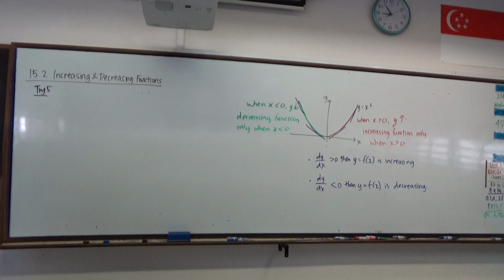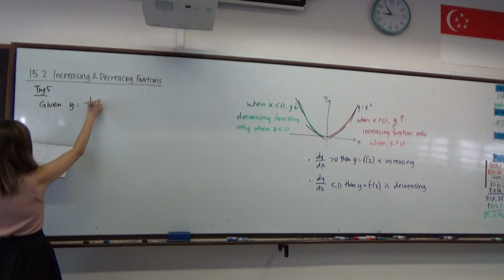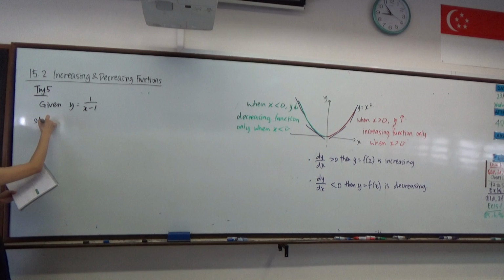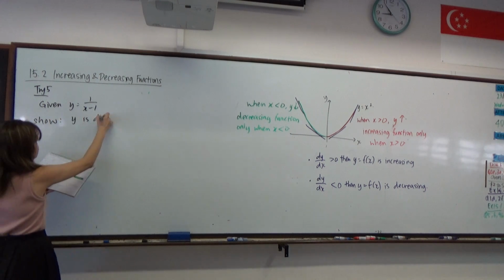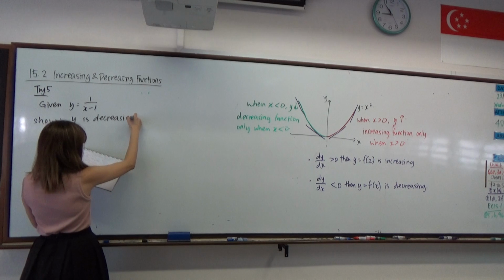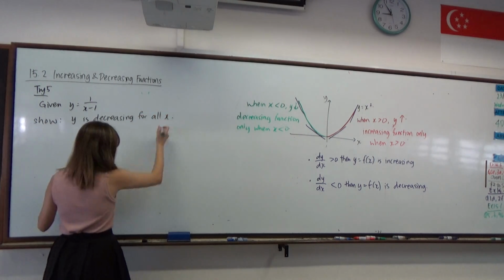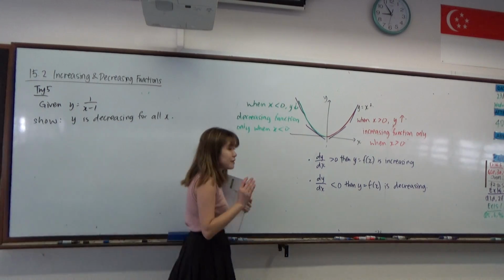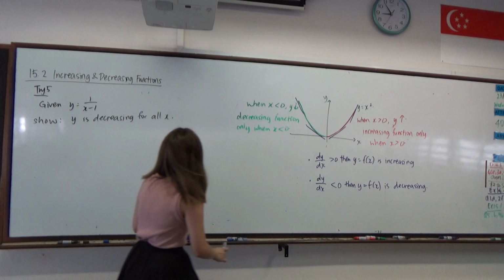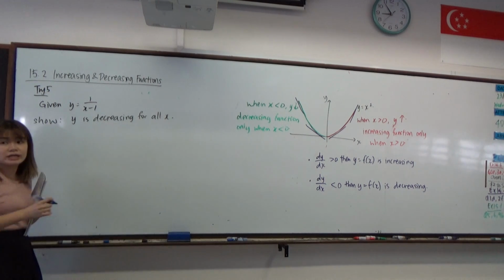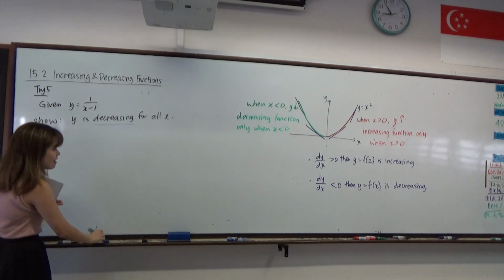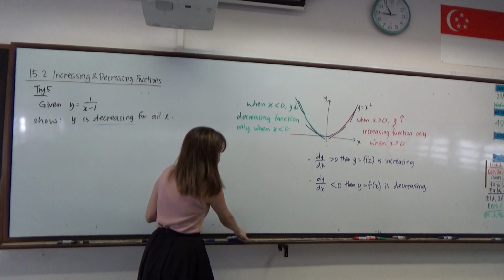Let's look at try 5. Okay, given that we have this function 1 over x minus 1, we want to show y is decreasing for all x. So that means that for all values of x, we're very sure that our derivative will always have to be less than 0, because we're looking to prove that it is decreasing. Okay, so in order to prove that it's decreasing, the evidence that we need to show will be that the derivative is less than 0.